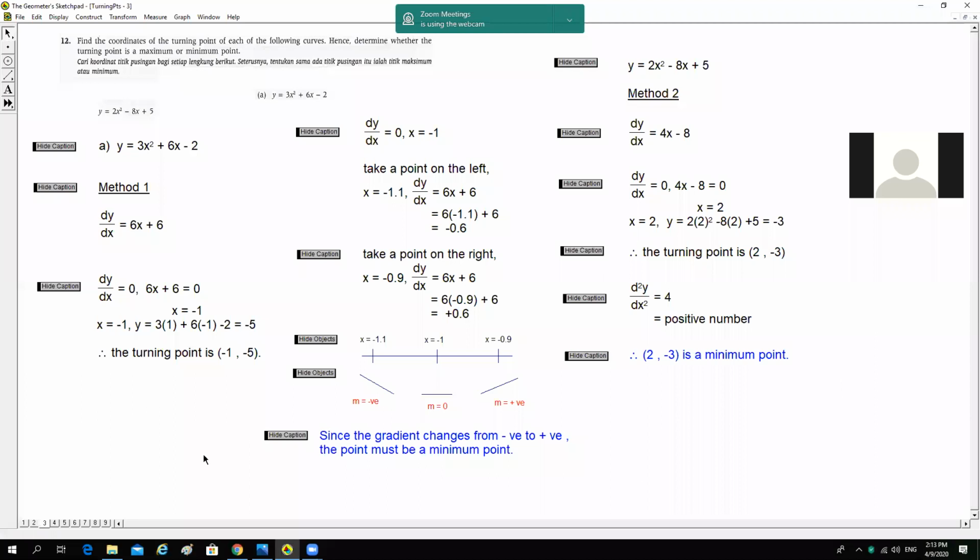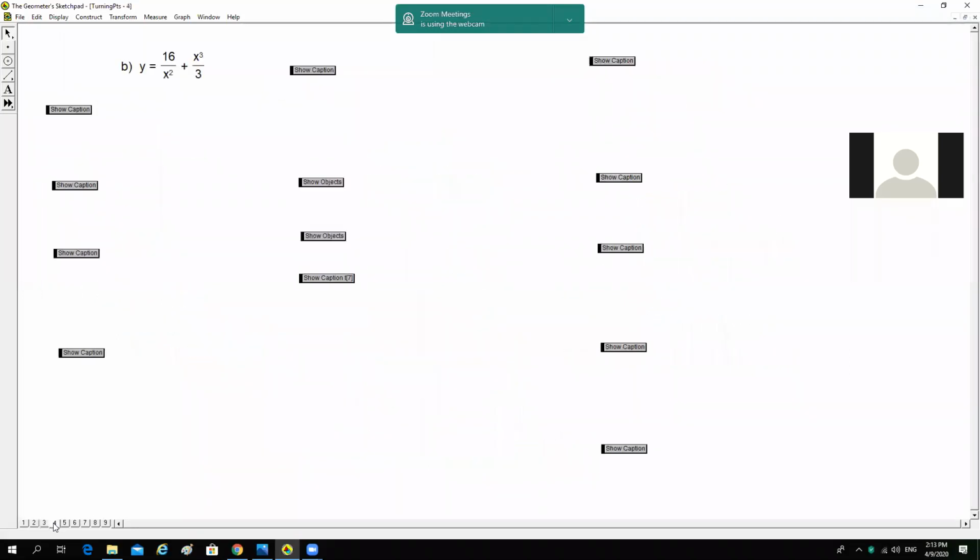Okay, right. Now, we're going to look at one very difficult example, and it will really illustrate to you the usefulness of calculus in finding the turning point. Look at this equation, very complicated.